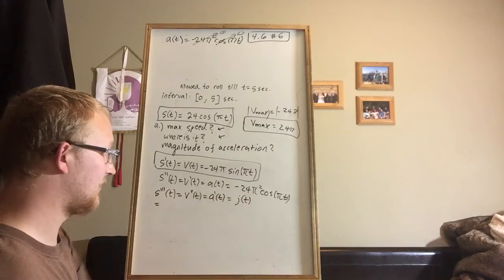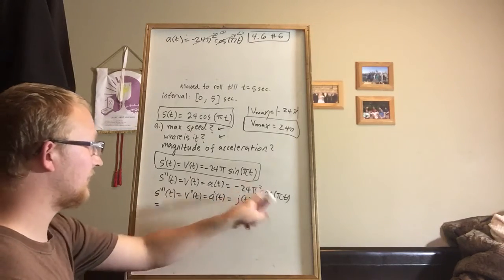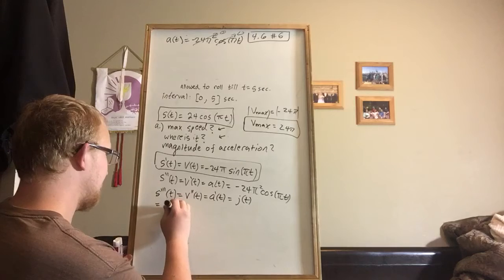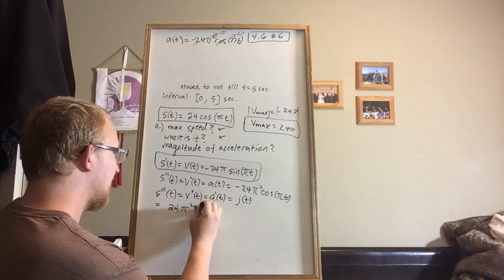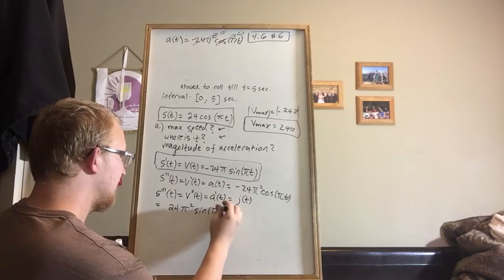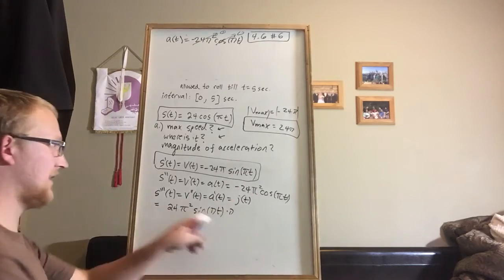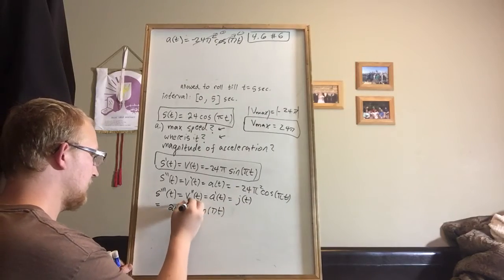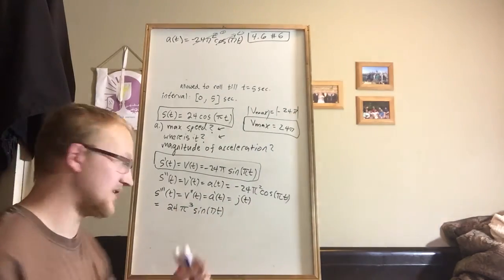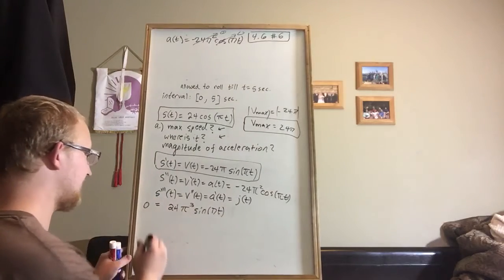-24 pi squared cosine of pi t. Negative cosine becomes a positive sine, so we have 24 pi squared sine of pi t times pi, because of the chain rule, we took the derivative of the inner function. That just makes this pi cubed. We're going to set jerk equal to 0 and solve.